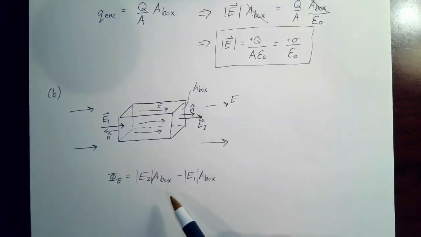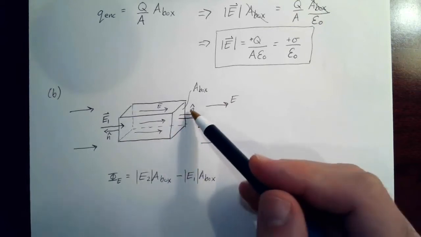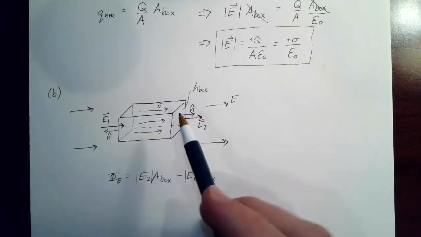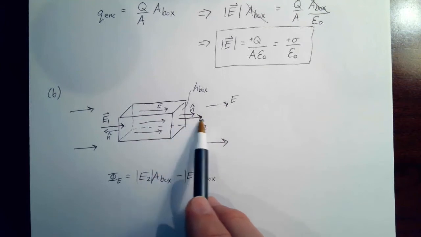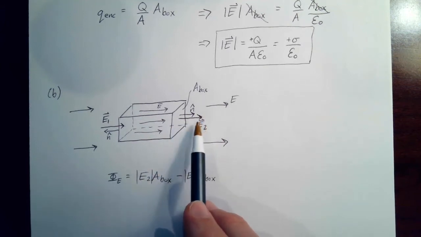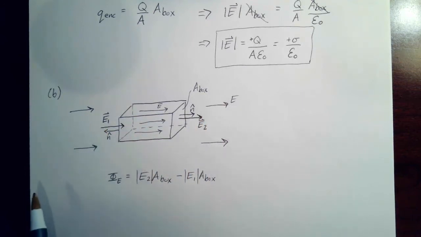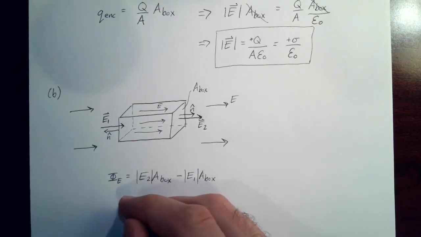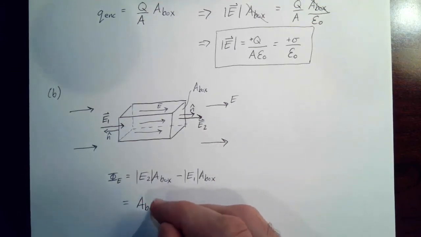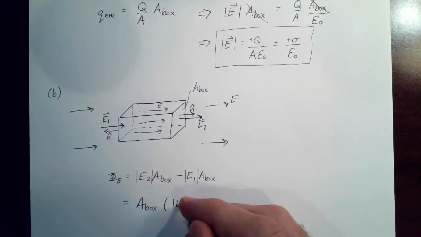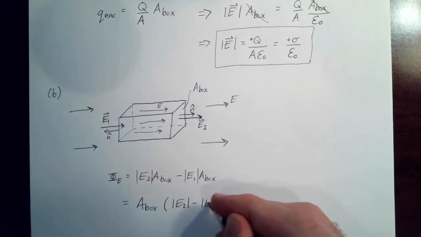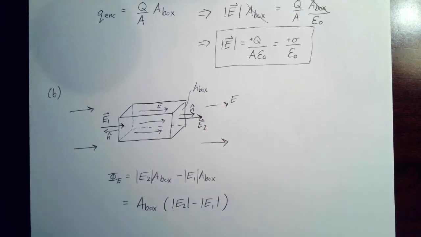And so I did this the long way by using E dot n. But you can also remember the convention that if E is pointing out, then that's a positive flux. That's our convention. And if E is pointing into our surface, that's a negative flux. That's why I've got a positive flux here, a negative flux here. And I can factor out this A box, and I have E2 minus E1 on the inside, in my parentheses.